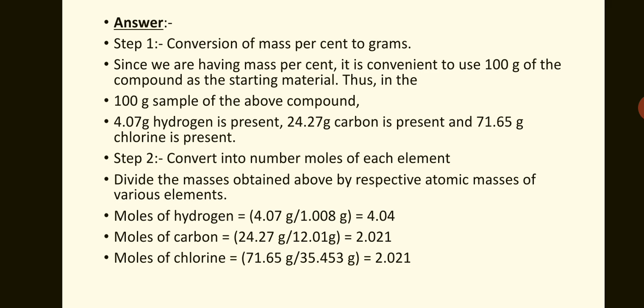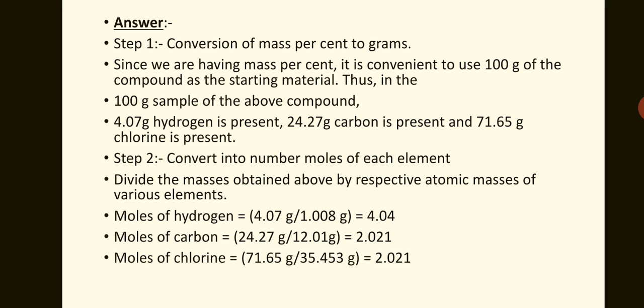Now step 2, convert into number of moles of each element. For this we will divide masses obtained above by the respective atomic mass of the various elements. So moles of hydrogen is equal to the percent composition of hydrogen, 4.07 gram given to you, divided by 1.008 gram. This is the molar mass of hydrogen atom. So you will get 4.04 approx.